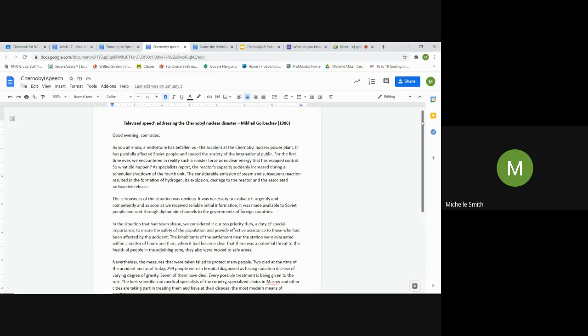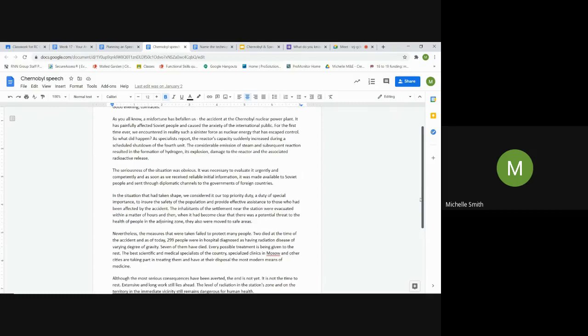So what did happen? A specialist report, the reactor's capacity suddenly increased during a scheduled shutdown of the fourth unit. The considerable emission of steam and subsequent reaction resulted in the formation of hydrogen, its explosion, damage to the reactor, and the associated radioactive release. The seriousness of the situation was obvious. It was necessary to evaluate it urgently and competently as soon as we received reliable initial information. It was made available to Soviet people and sent through diplomatic channels of the governments and foreign countries.